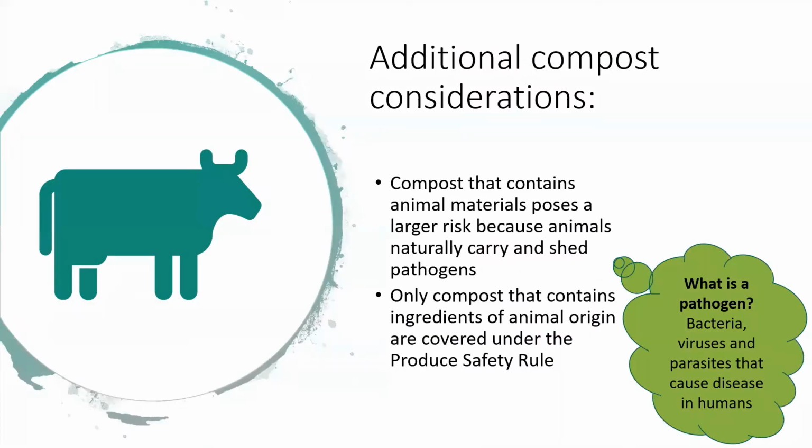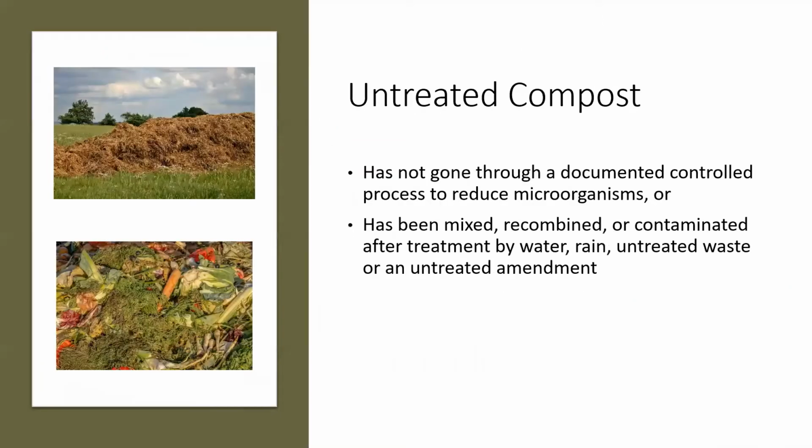Additional considerations here: if compost contains animal materials, it poses a larger risk, and this is intuitive probably for you guys, because animals can carry and shed pathogens. Only compost materials of animal origin are covered under the produce safety rule. So as we talk about pathogens today, to be clear, it's bacteria, viruses, and parasites that cause disease in humans. And with that, we'll pass over.